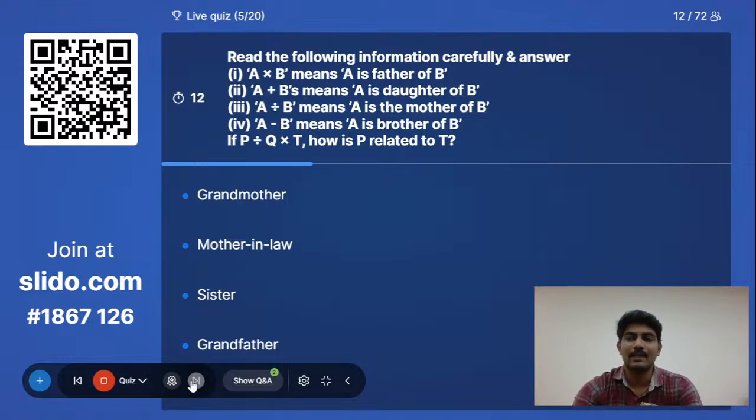Meanwhile, let's see the explanation regarding the last question. In the question, if we arrange it pictorially, we can get the answer as wife. So those who have an idea related to blood relation can easily answer the previous question. And let's see who has answered.